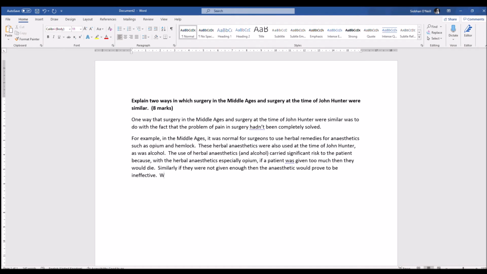With alcohol, when alcohol was used as an anaesthetic, I'll talk about the heart, don't I? When alcohol was used as an anaesthetic, it worsened the problem of blood loss in surgery due to alcohol increasing the patient's heart rate.